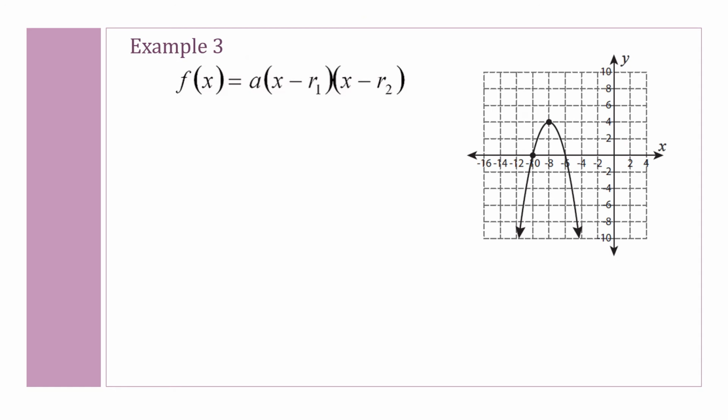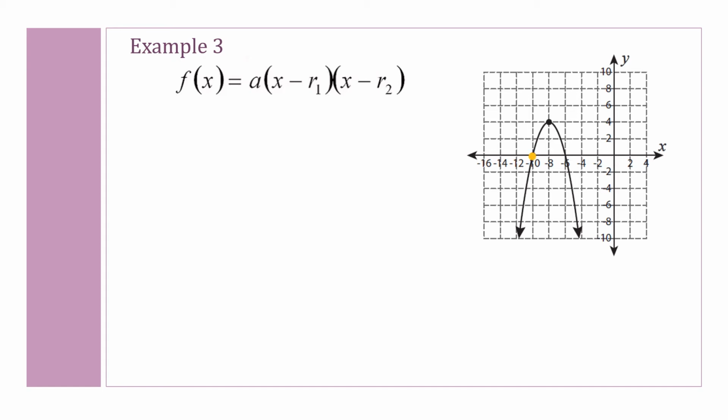Now let's look at example 3. Here again, the form that we're going to write the equation in is f of X equals A times the quantity of X minus R sub 1 times the quantity of X minus R sub 2, where R sub 1 and R sub 2 are my zeros or x-intercepts, and A is the number that tells me whether my parabola opens up or down. Now if you look at the graph, it's opening down, which means A has to be a negative number. So once we find A, make sure that it is a negative number.